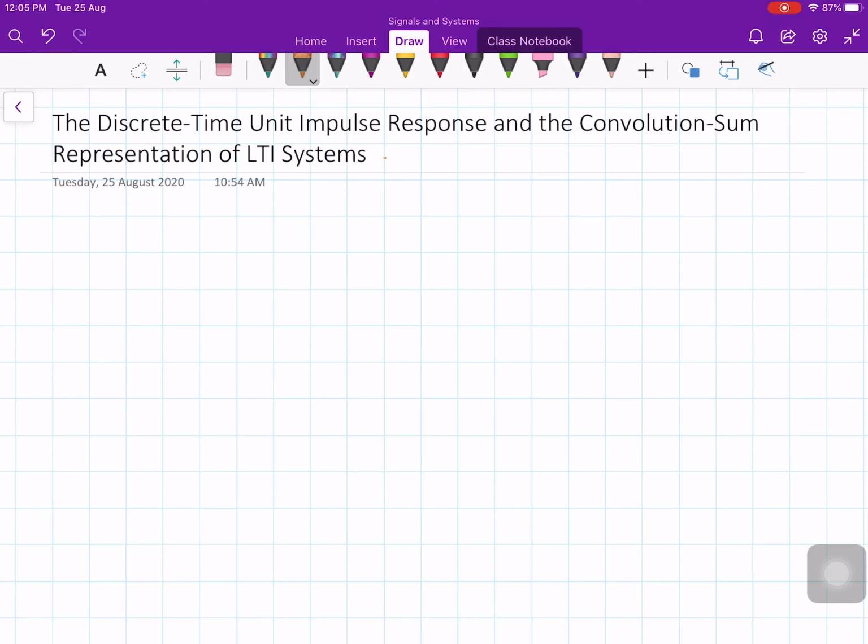Going to talk about the discrete time unit impulse response and unit step response of a discrete time system, and also the convolution sum representation of linear time invariant system. LTI means linear time invariant system. So first let me talk about impulse response.